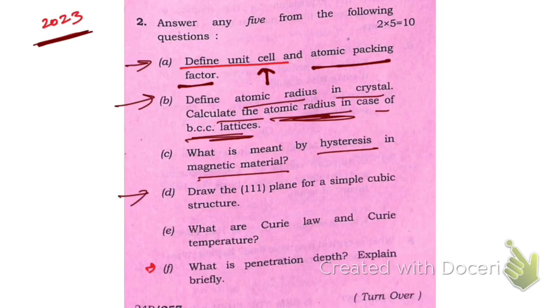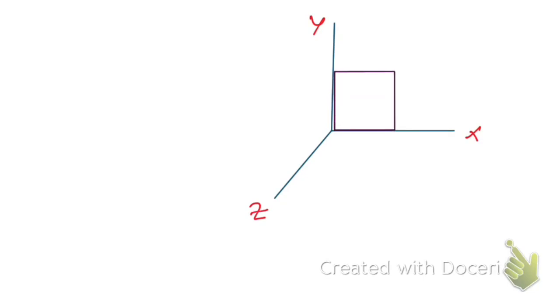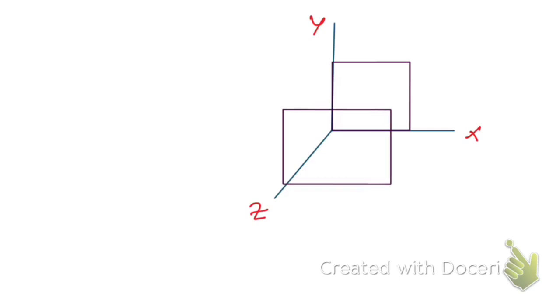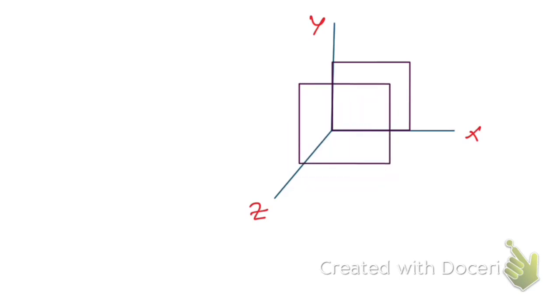The next question is, draw the 1-1-1 plane for a simple cubic structure. Here the Miller indices of the plane are given. Let me take a new slide. This is the y-axis, this is x, and suppose this is the z-axis, x, y and z. Let me make the unit cell. Sorry, let me draw it properly. Okay, so this is the unit cell.